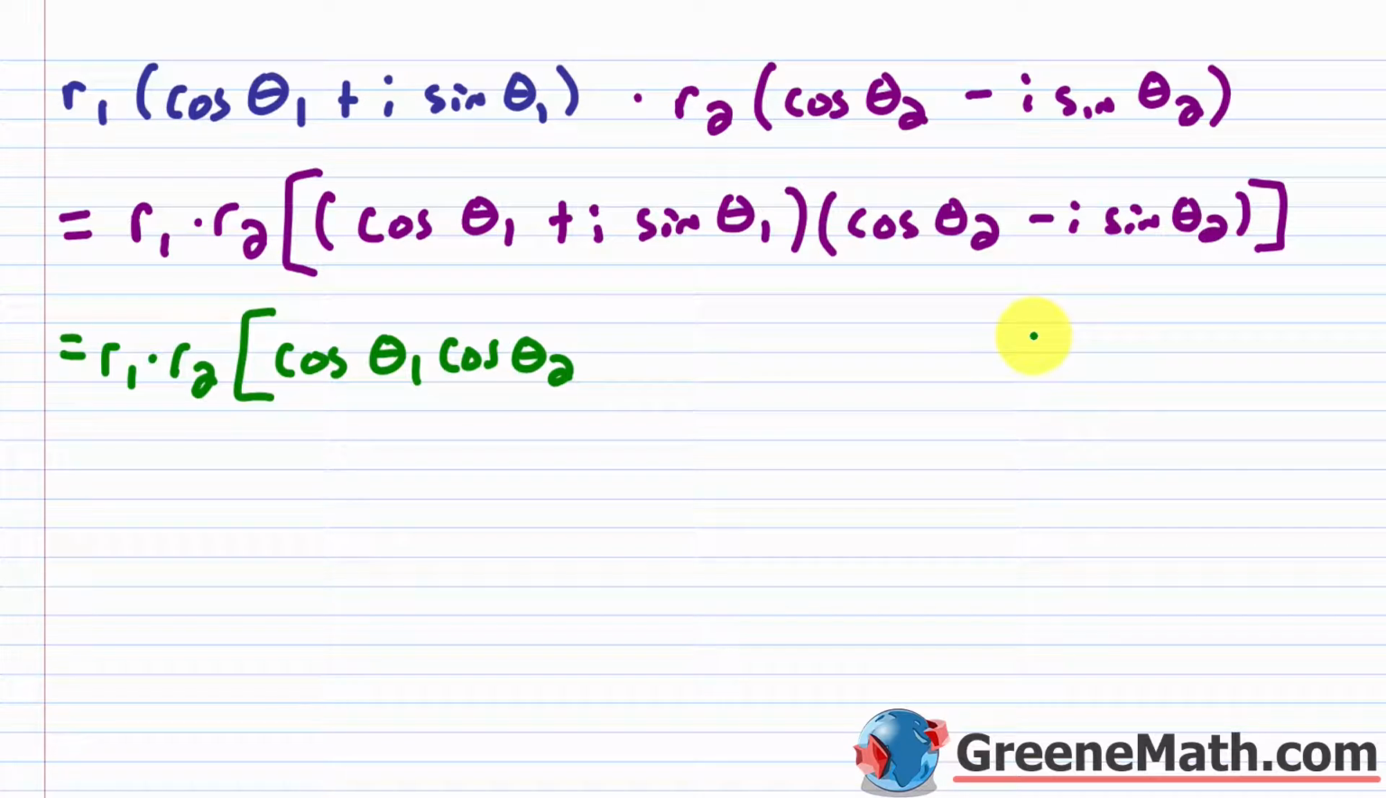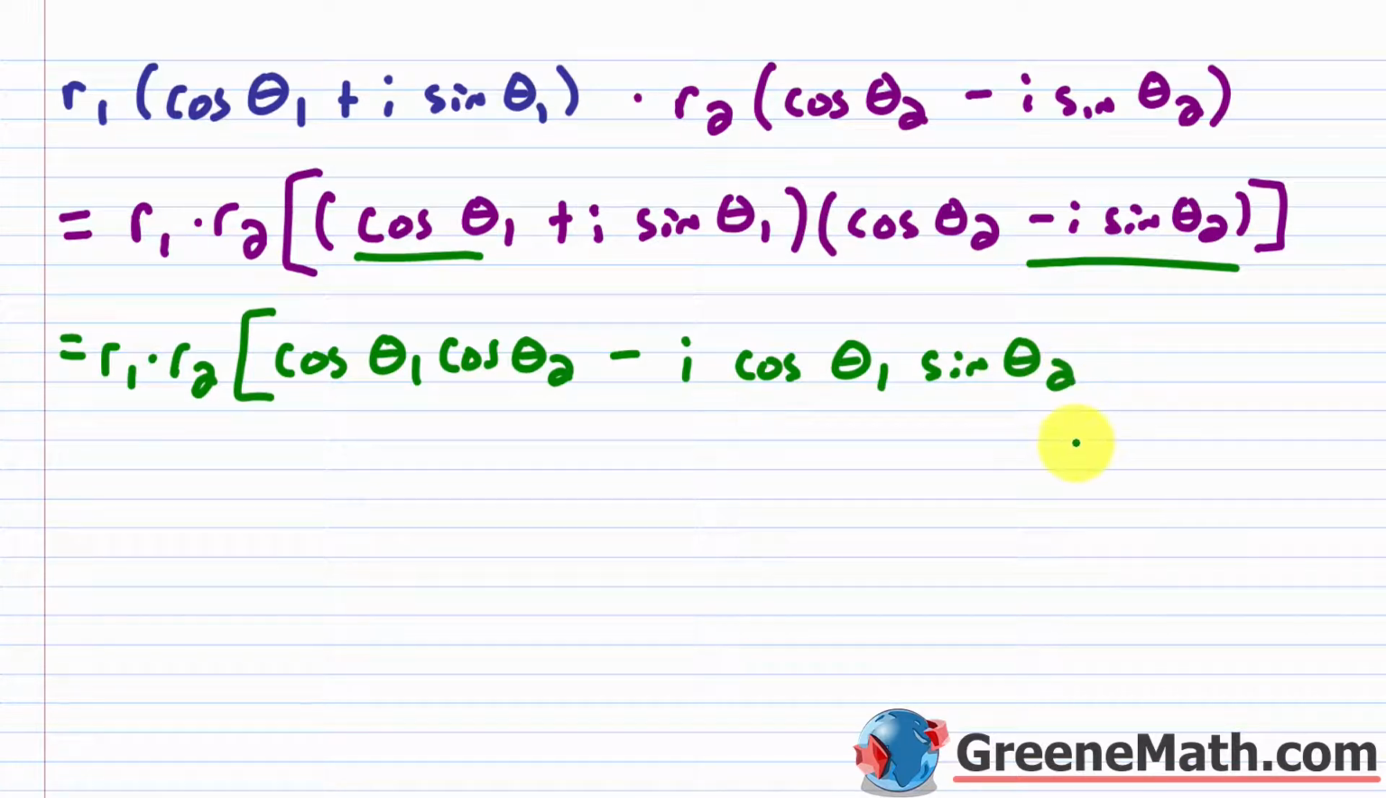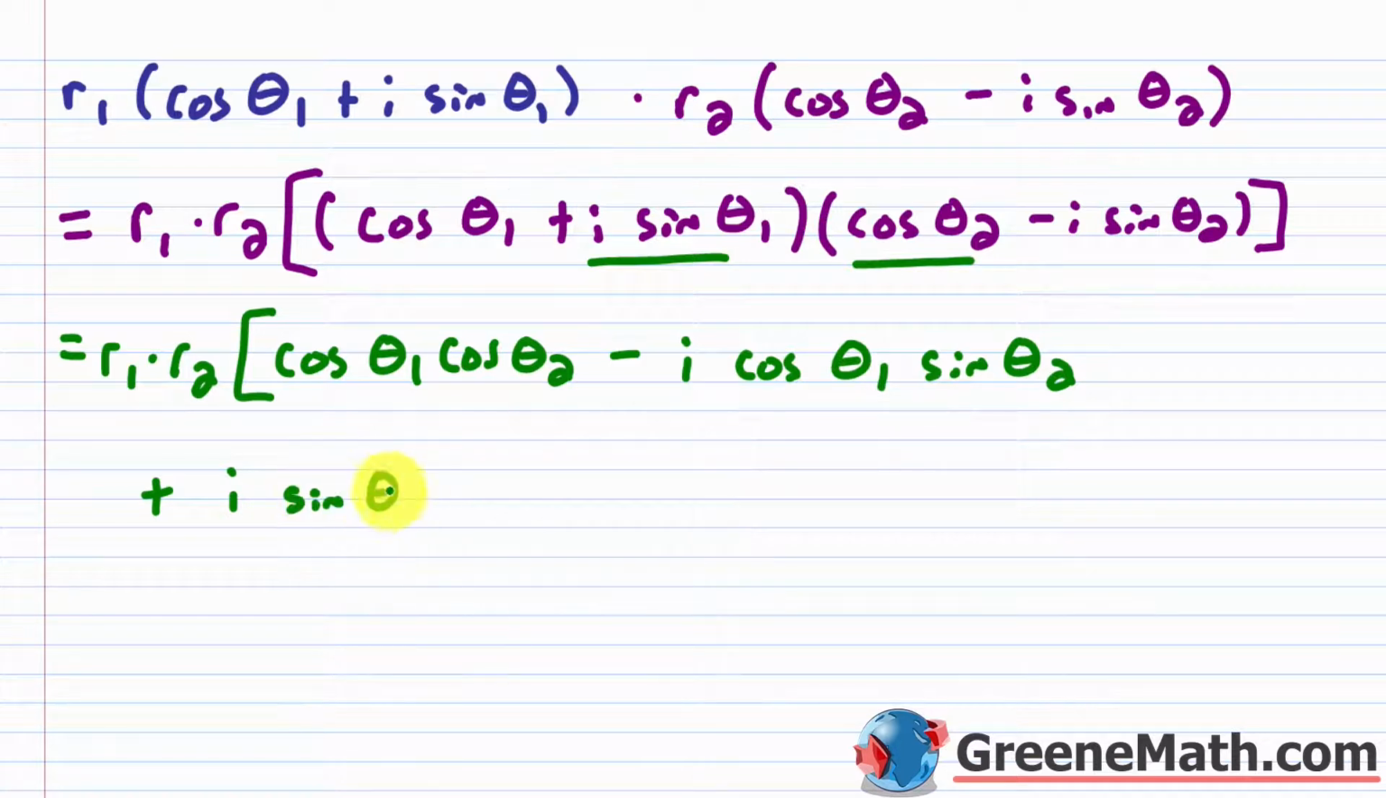All right, so the next thing we would do is the outer. So I would do this one times this one. So I'm going to put negative i out in front, and then the cosine of theta sub 1, and then times the sine of theta sub 2, okay? Then I'm going to go the inside, so this one times this one. So I'll go plus, I'll have my i, and then the sine of theta sub 1 times the cosine of theta sub 2. Okay, so far so good.